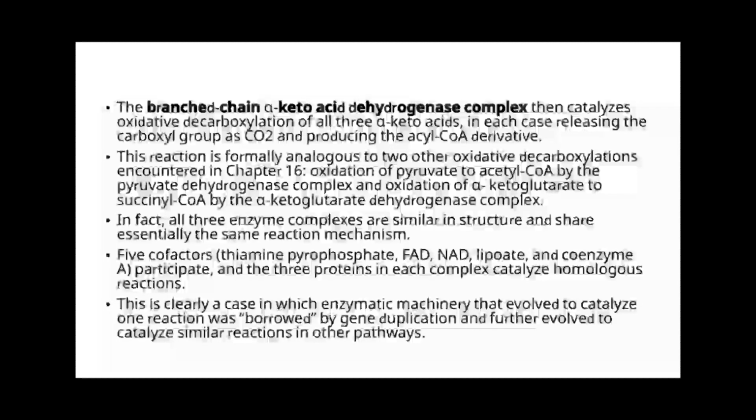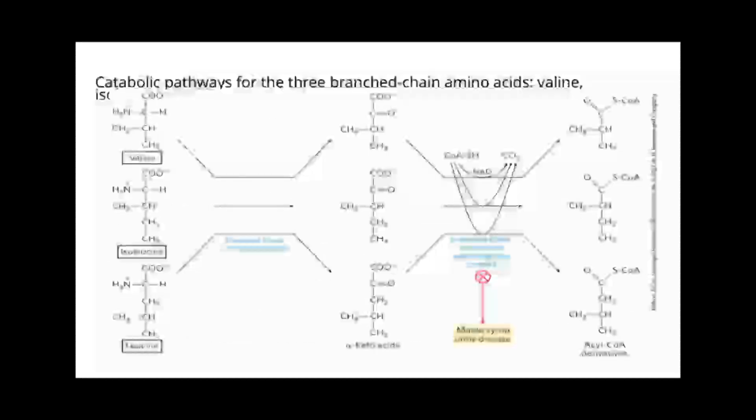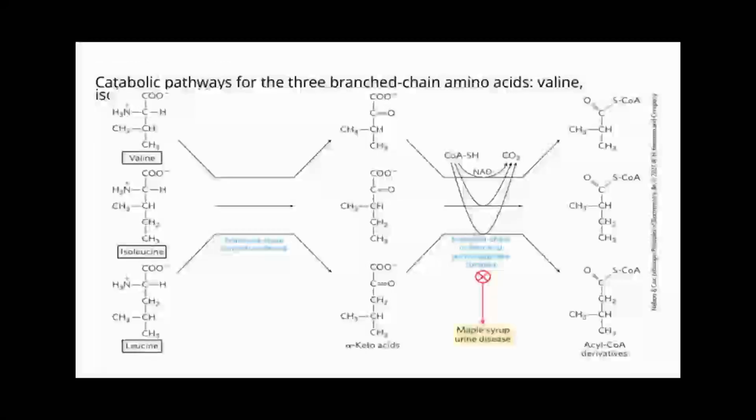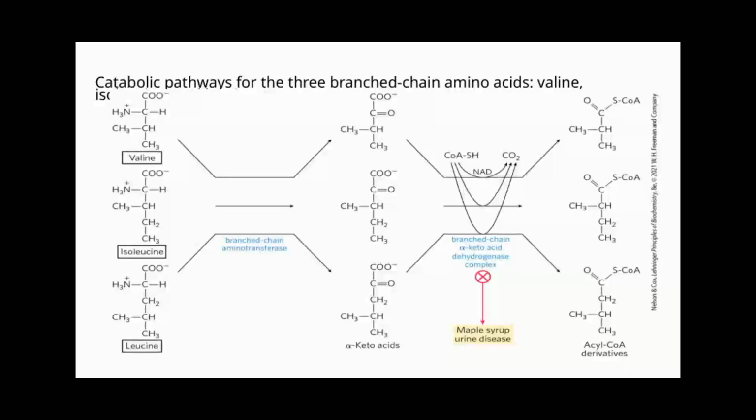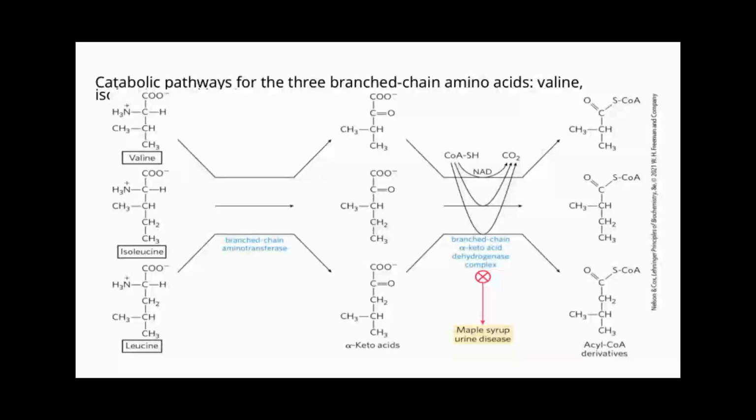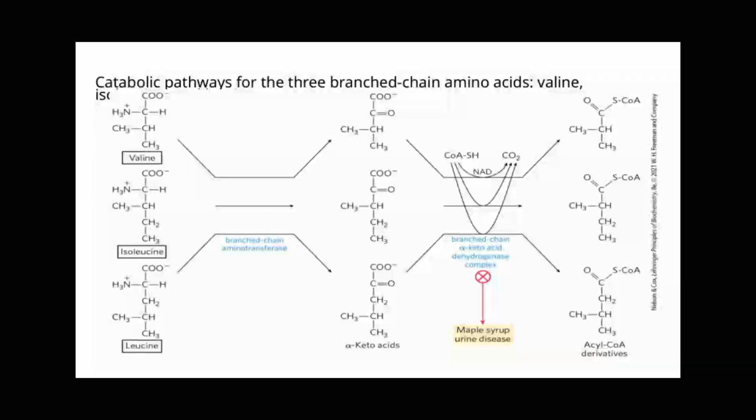Now, let's take a closer look at the catabolic pathways for the 3 branched-chain amino acids: valine, isoleucine, and leucine. These amino acids are unique because they share similar pathways for breakdown, but each also has its own specific steps. Understanding these pathways is key because they play a critical role in energy production and metabolic regulation. When these amino acids are broken down, they produce intermediates that feed into the citric acid cycle, helping generate ATP.